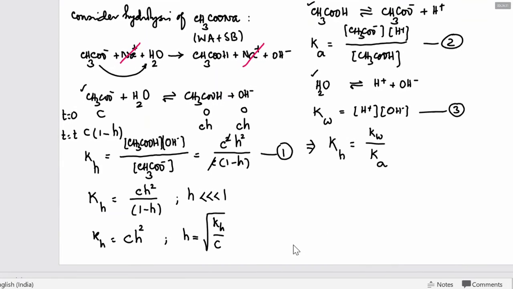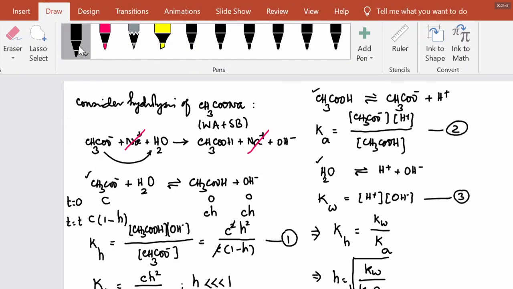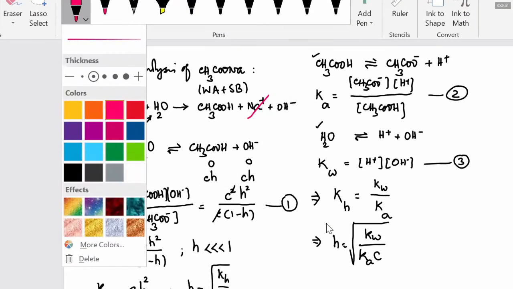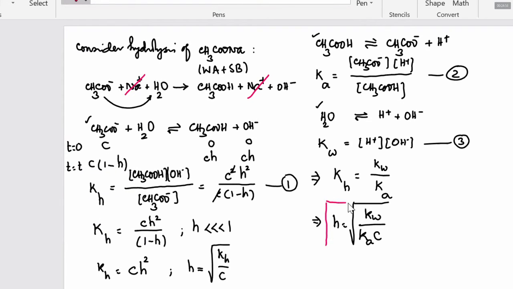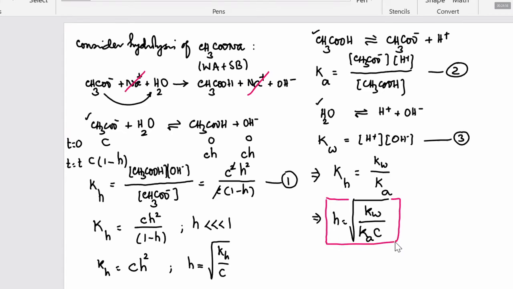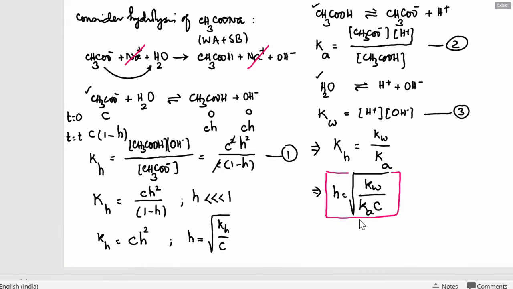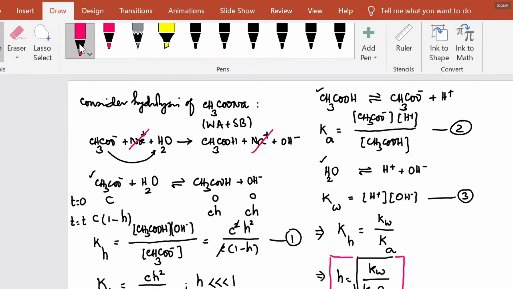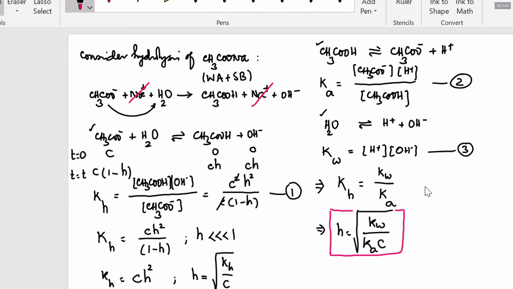Try this at home. KH is equal to KW by KA. Once you understand this, then we can say h is equal to under root KH, that is, under root KW by KA into C. This you have to memorize. This we have to learn. h is equal to under root KW by KA into C. This is very important because from this we can have a number of conclusions.